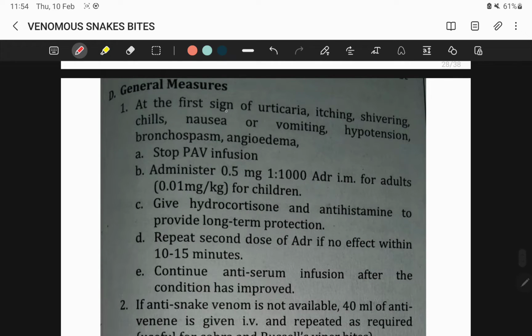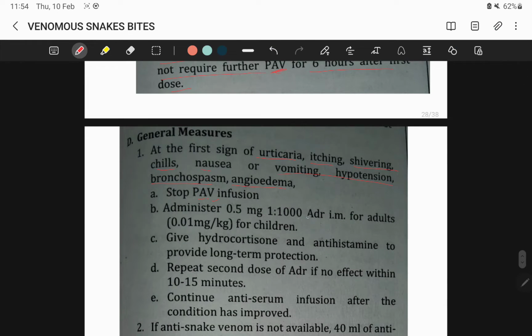On the general measures for a reaction, the first sign is urticaria, then itching, shivering, chills, nausea, vomiting, hypotension, bronchospasm, angioedema. What we do is stop the polyvalent anti-snake venom infusion. Administer 0.5 mg of adrenaline, 1 in 1000 ratio, by the intramuscular route for adults, and 0.01 mg per kg for children.